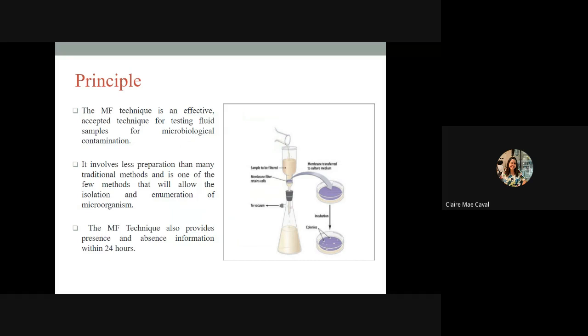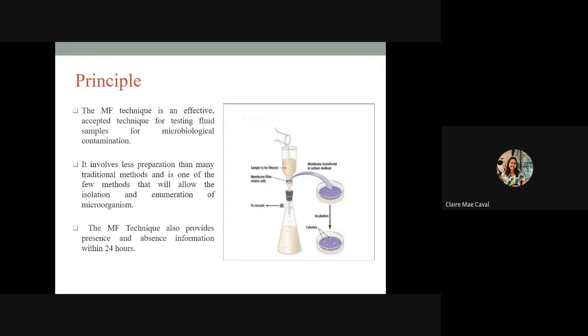So membrane filtration technique is an effective and accepted technique for testing fluid samples for microbiological contamination. It involves less preparation than many traditional methods and is one of the few methods that will allow the isolation and enumeration of microorganisms. The membrane filtration technique also provides presence and absence information within 24 hours.